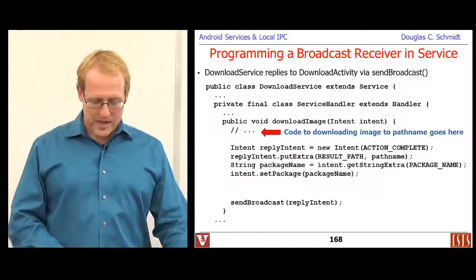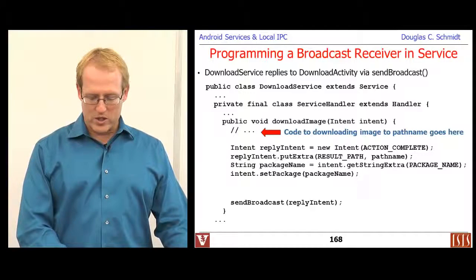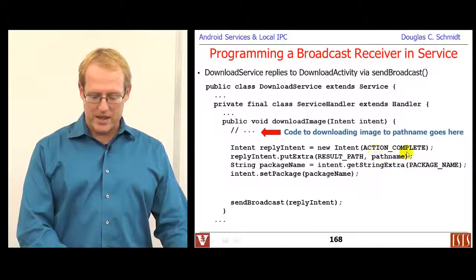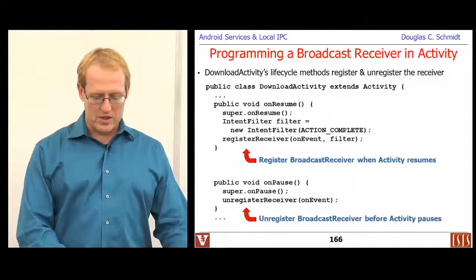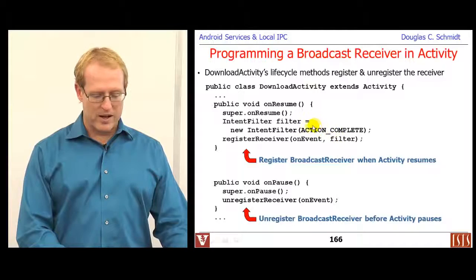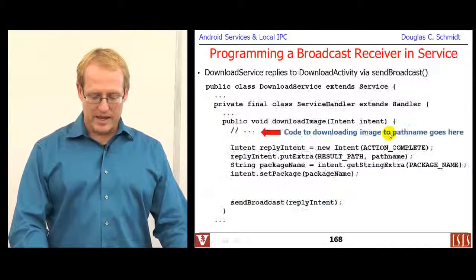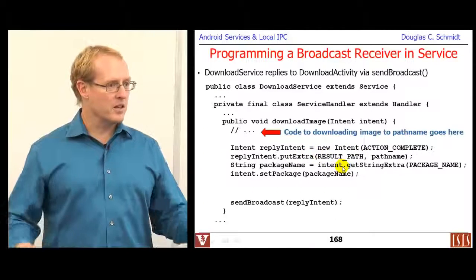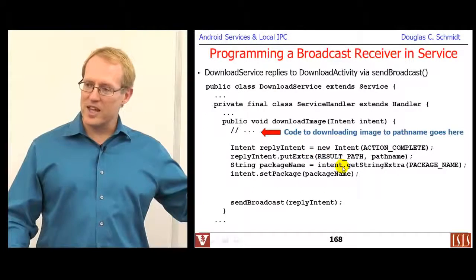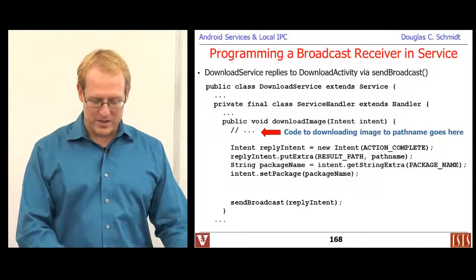And so you can see here what I do is I create a new intent which corresponds to the same intent that this guy over here was listening on. So you can see he created an intent with the action complete name, and then down over here, I'm making a new intent with the action complete name. I'm sticking the result path, or the path name for the file I downloaded, as an extra into this intent.